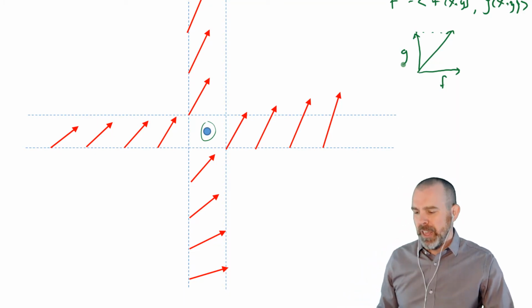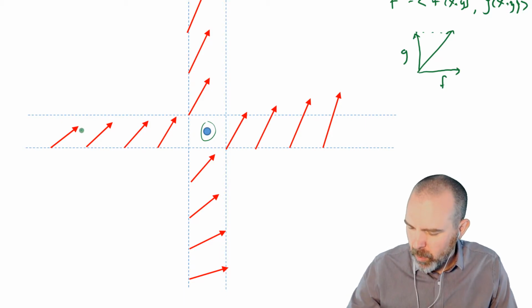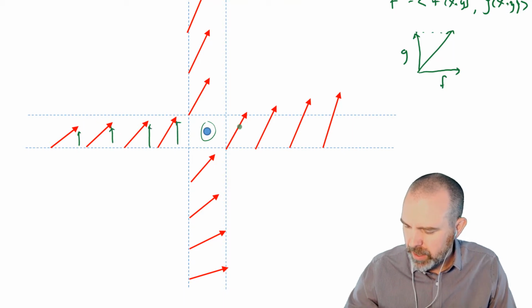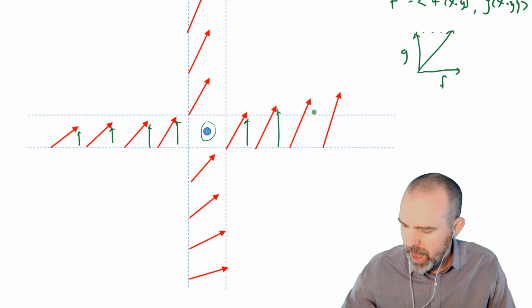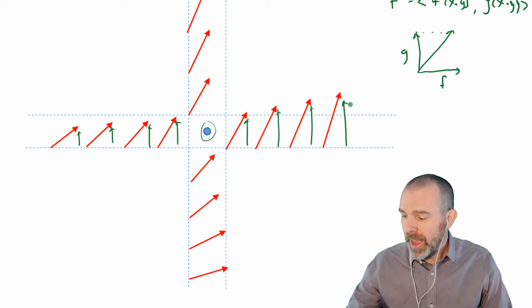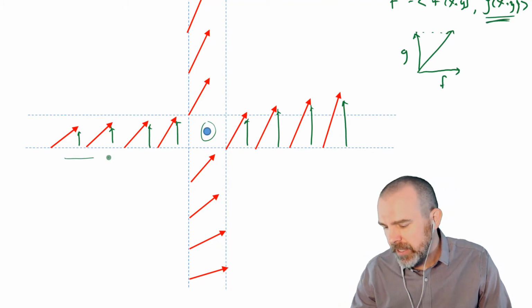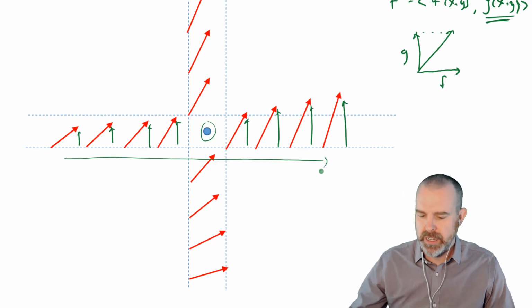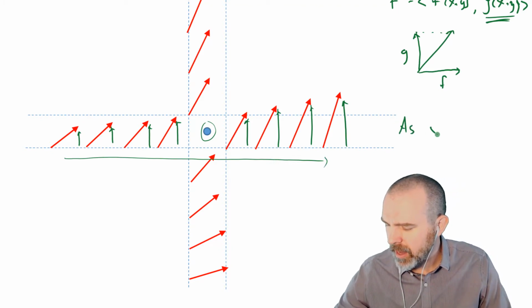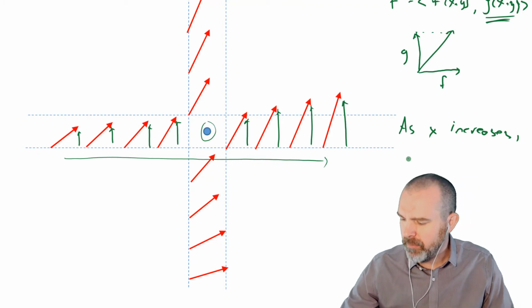So let's look at what's happening here in this particular demonstration. If we look at just the y components, as x increases, you can see that these y components of the vector appear to be increasing. G is the y component. So we're looking at x is increasing to the right. So as x increases to the right, we'll just say as x increases, and the right is implied there.